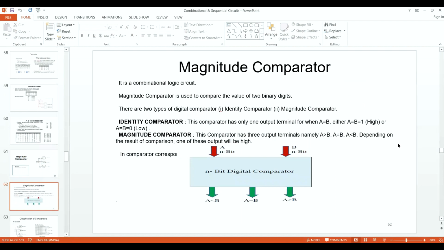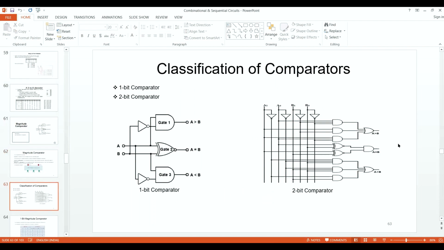So you can see that we have an identity comparator and a magnitude comparator. It can be any bit, or you can have 3 operations: A less than B, A greater than B, and A equal to B. These comparators can be 1 bit or 2 bit, depending on the inputs. If your inputs are 2, it would be 2 bit, and if the input is 1, you have a 1 bit.